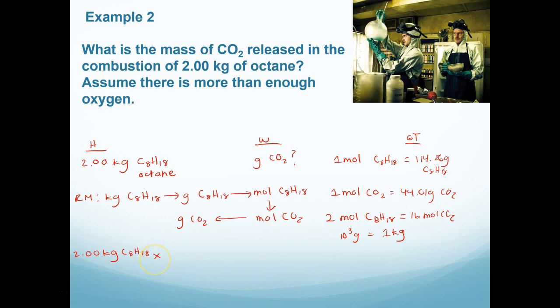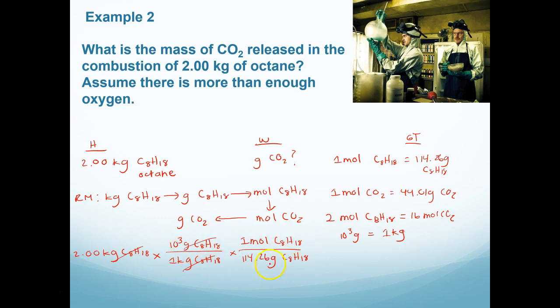And we said we need to go to grams next. So for every 1 kilogram of octane, we have 1,000 grams of octane. And then if we follow our roadmap, now we're going to moles. We want that molar mass on the bottom to make things cross cancel. So we're done with those kilograms. We have 114.26 grams of octane for every 1 mole of octane.